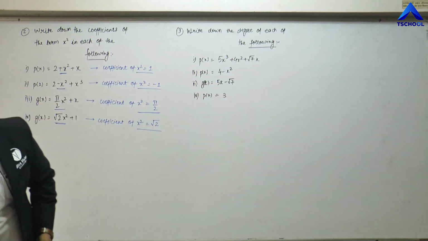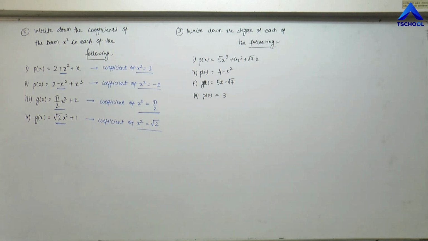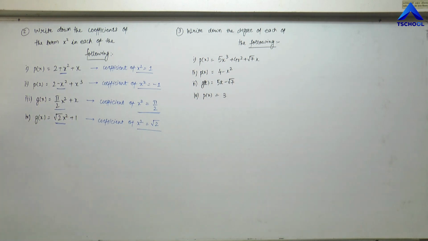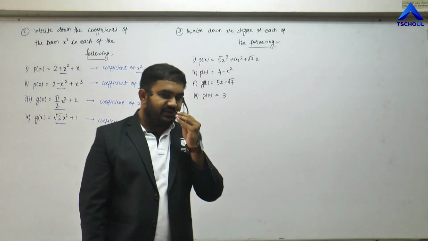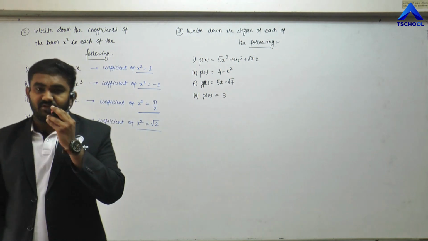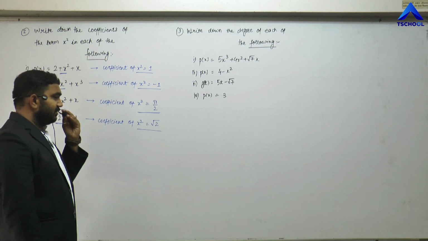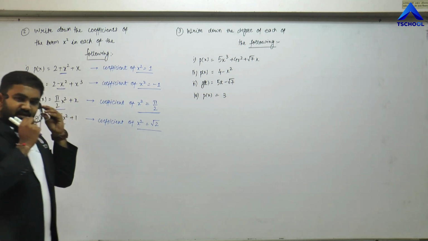Right, so as we discussed, what is the definition of the degree of a polynomial? The degree of a polynomial simply means the highest power of the variable present in the polynomial is called the degree of that polynomial. The highest power, friends. So we are going to look for the highest power in each of the following examples that are given to us here.